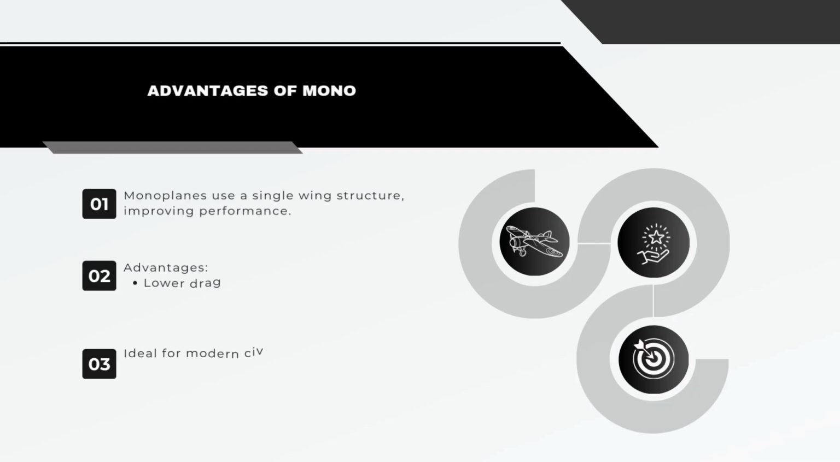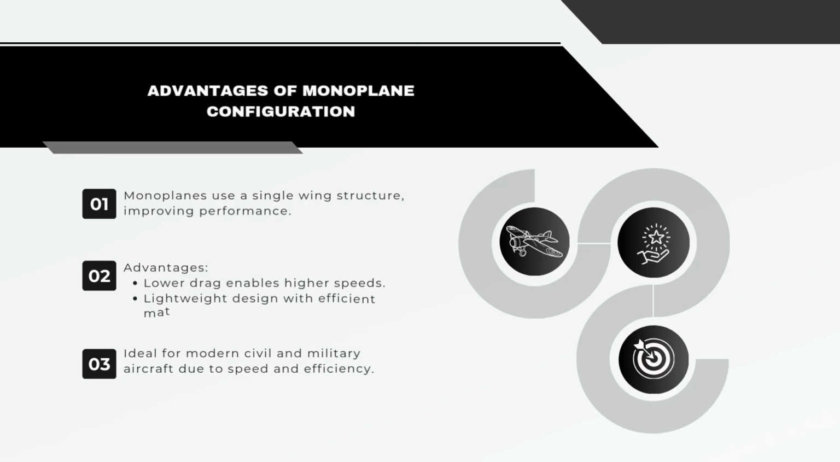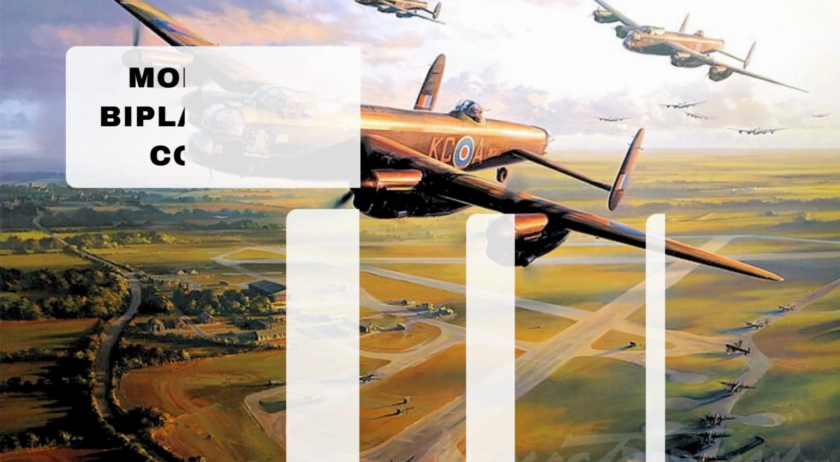Advantages of monoplane configuration. Monoplanes have one wing, reducing drag and allowing higher speeds. They are lighter and more efficient, ideal for both civil and military aircraft today. That's why almost all modern aircraft are monoplanes.